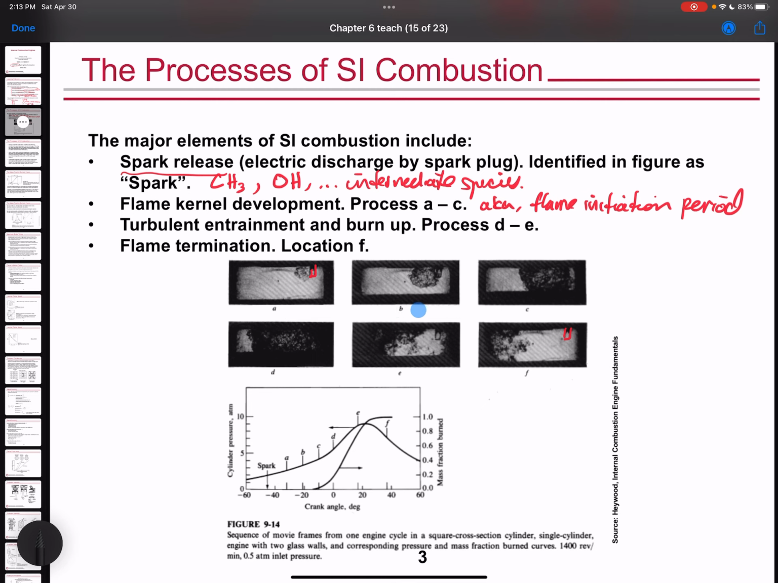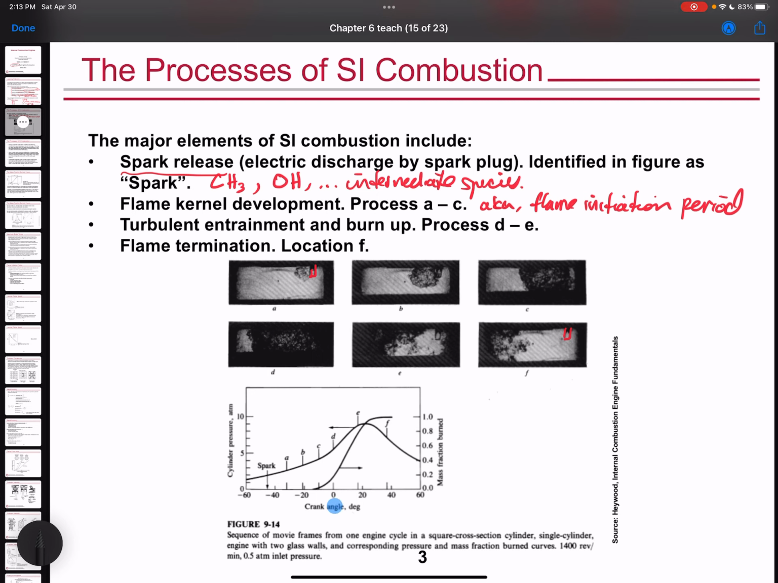So all of those elements that I just described are, in some form or another, depicted in these various images that you see in the middle of the slides. Image A, image B, and image C are showing you Schlieren images, so it's showing you density differences of the flame kernel development phase. As you look at these 6 images in the middle of your slides, you also want to train your eye on the pressure versus crank angle diagram on the bottom of your slides.